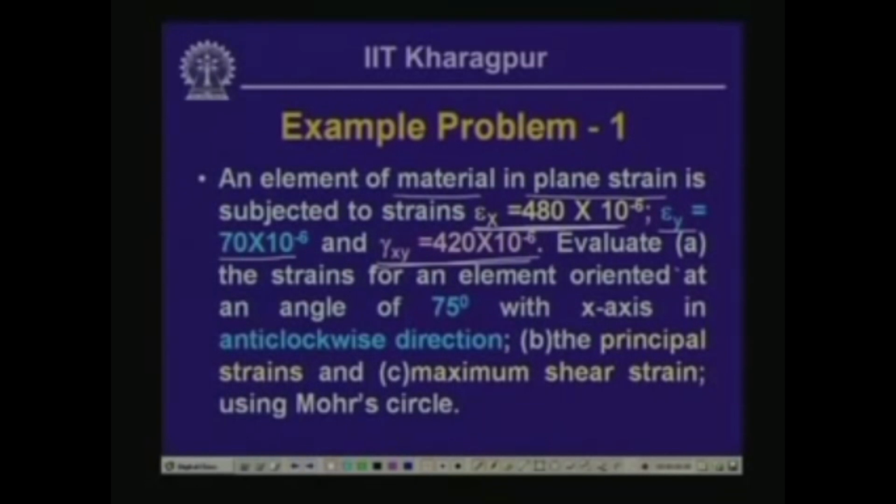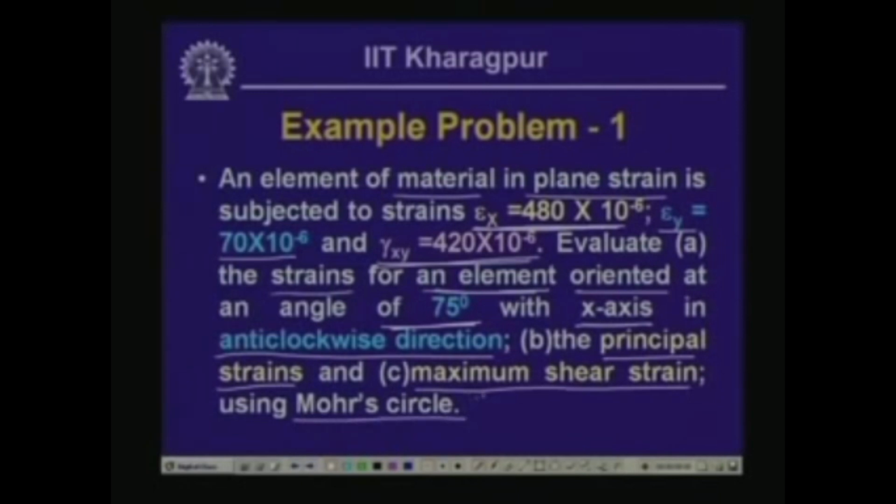What you will have to do is evaluate the strains for an element oriented at an angle of 75 degree with x axis in anti-clockwise direction, secondly the principal strains, and thirdly the maximum shear strain using Mohr circle. Now, let us look quickly at how you compute these values of the principal strains, the maximum shear strains and the strains at an orientation of 75 degree with reference to the x axis.